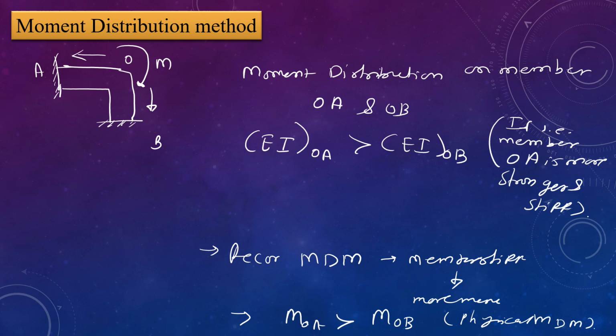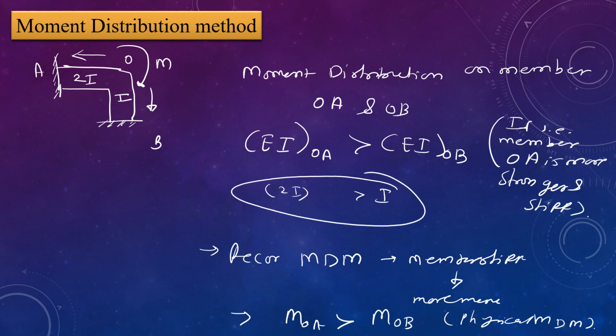Okay, this is how it goes. If the EI, meaning flexural rigidity, of any member is larger than the EI of the other, so this is an example. If we take the value of I here as 2I and take I here as I, then 2I is more than I. So the EI of OA is automatically greater than the EI of OB. So the moment in the member OA is larger than OB, as member OA is more stiff and more strong.